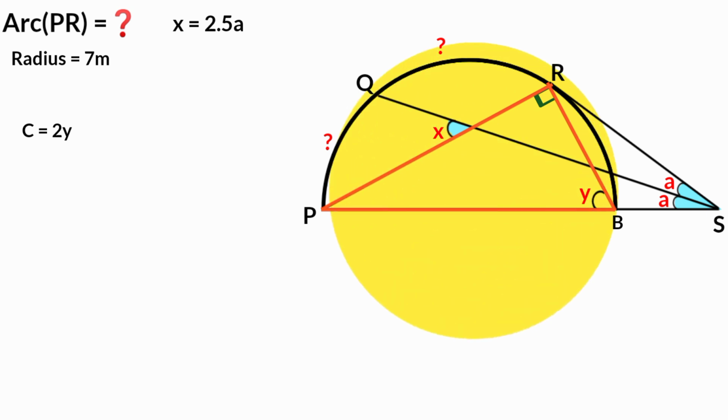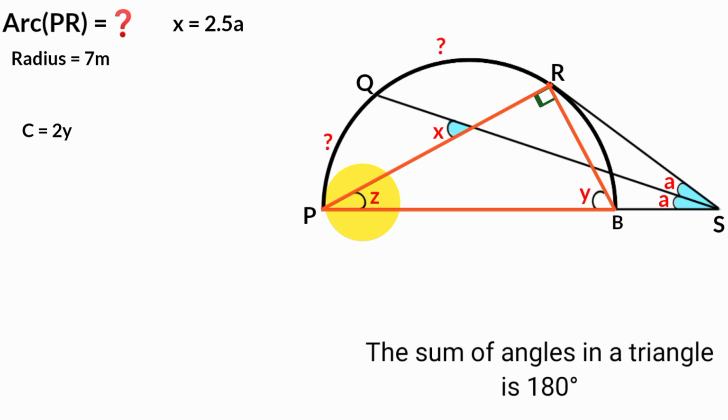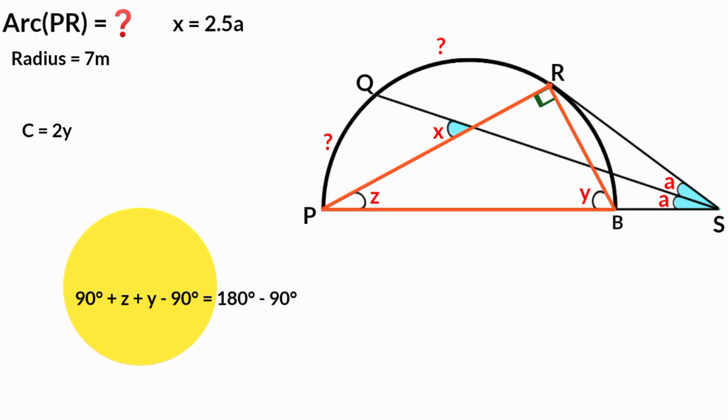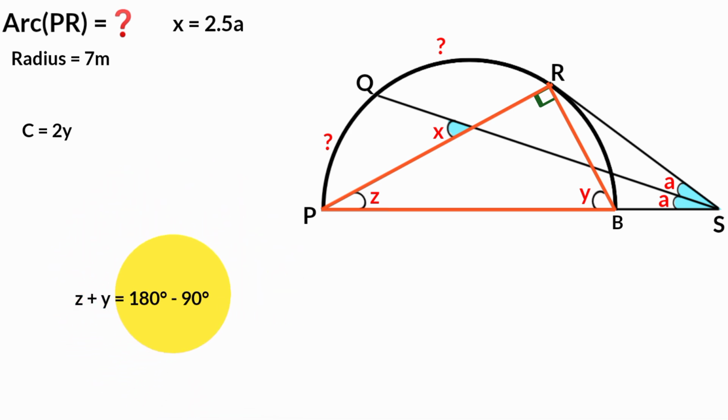Now from this triangle, if we assume the size of this angle to be Z, based on the rule that the summation of angles in a triangle is 180 degrees, since this is 90 degrees, this Z and this Y, 90 degrees plus z plus y equal to 180 degrees. Subtract 90 degrees from both sides. Here 90 degrees minus 90 degrees is 0, while here 180 degrees minus 90 degrees is 90 degrees. So z plus y equal to 90 degrees.